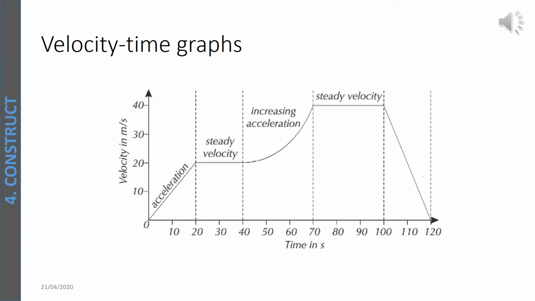Once again, we have a section of constant velocity, as shown by a flat line. And finally, the final section of the graph between 100 and 120 seconds shows deceleration. So you've started at a velocity of roughly 40 meters per second, and as you can see the line is sloping downwards, and so the velocity is decreasing steadily to 0 meters per second, where it will come to a stop.